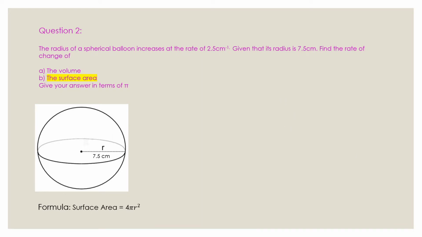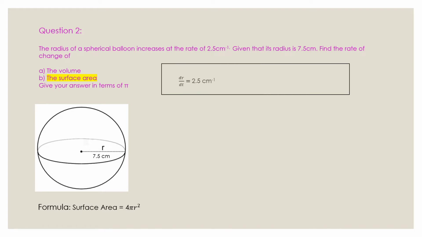Now, we move to question B. In the question, we need to find the rate of change for the surface area. Now, we will extract the information given. dr over dt equals 2.5 cm per second, radius equals 7.5 cm. We need to find ds over dt, that means rate of change for the surface area. The formula that we use for this question is 4 pi r square.